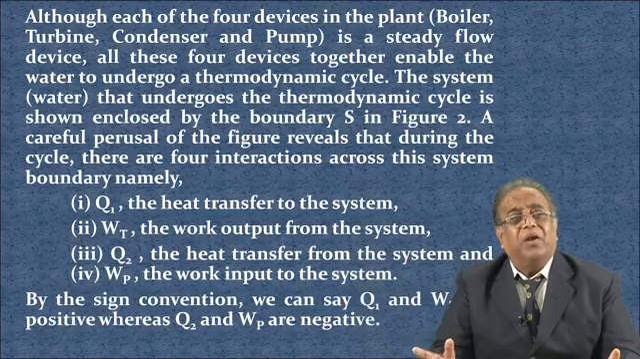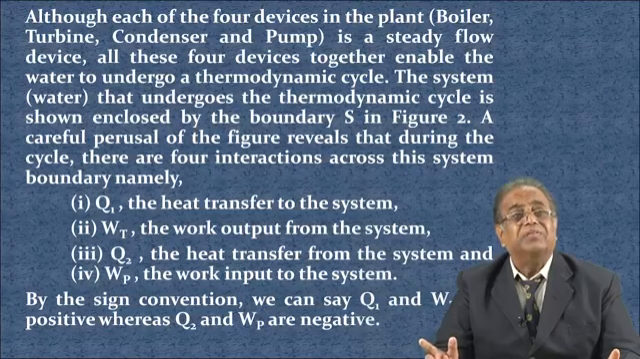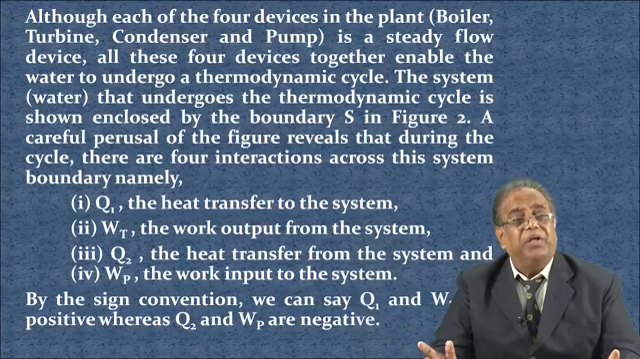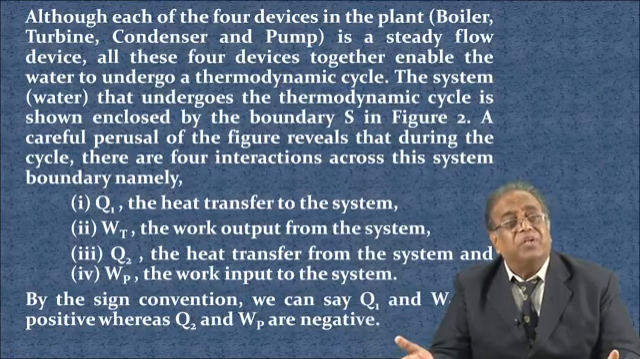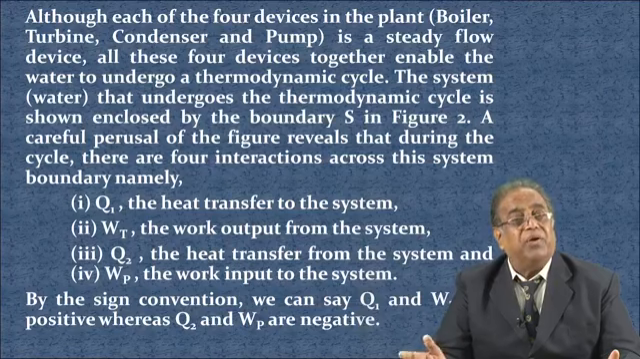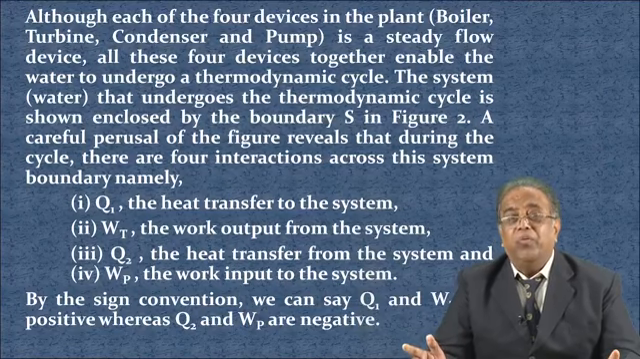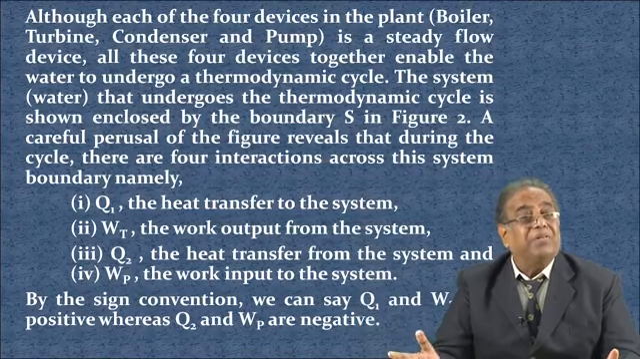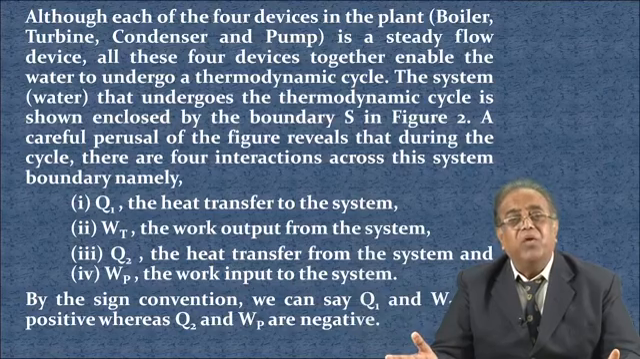A careful perusal of the figure reveals that during the cycle, there are four interactions across the system boundary, namely Q1, the heat transfer to the system, WT, the work output from the system, Q2, the heat transfer from the system, and WP, the work input to the system. As I already mentioned, by the sign convention, Q1 and WT are positive, whereas Q2 and WP are negative.